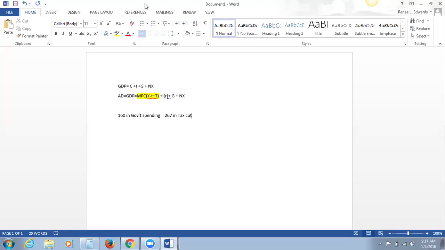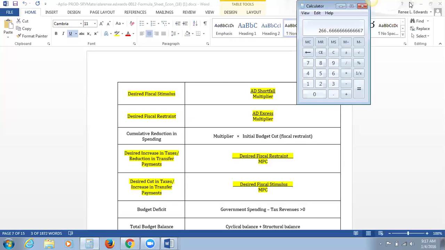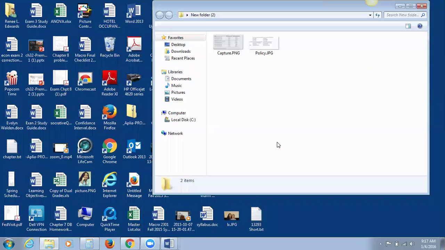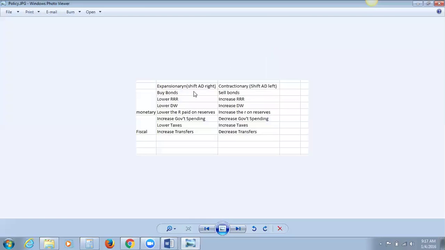And where I'm getting that from is policy here. We're talking about fiscal policy. We can either increase government spending by 160, or we can lower taxes, but not by 160. We have to lower them by more than that, by 160 divided by 0.6, which is actually 266.7, or we can increase transfers.